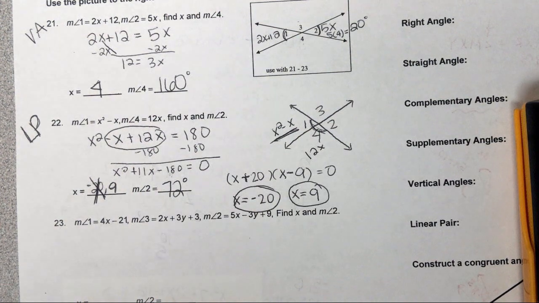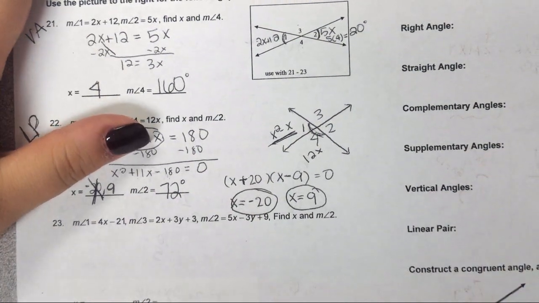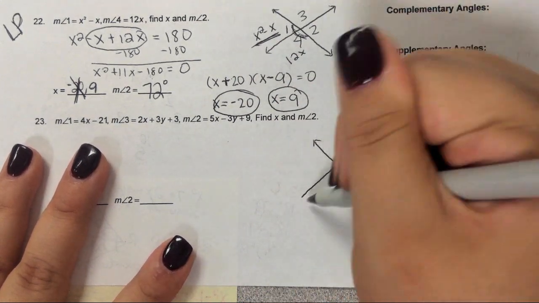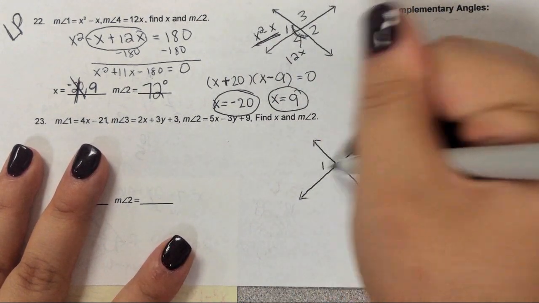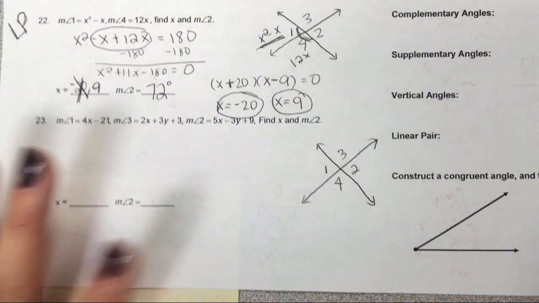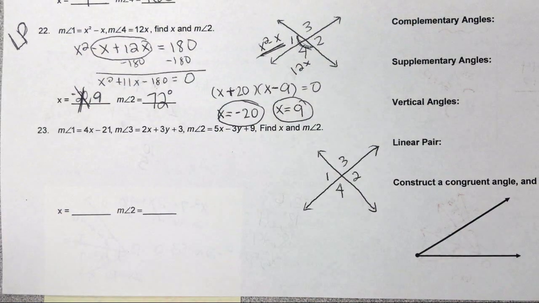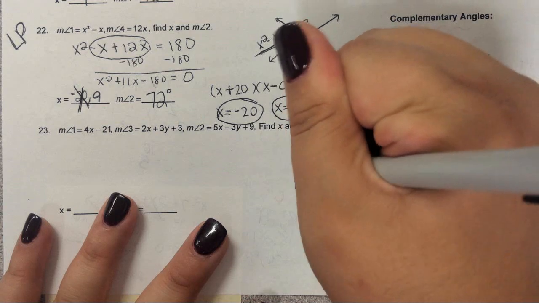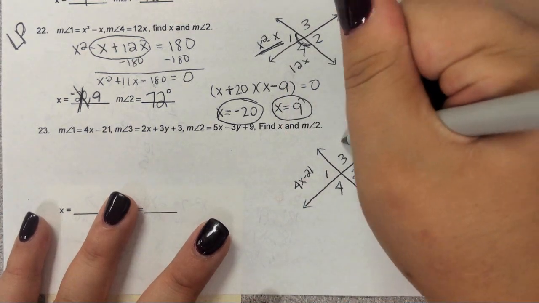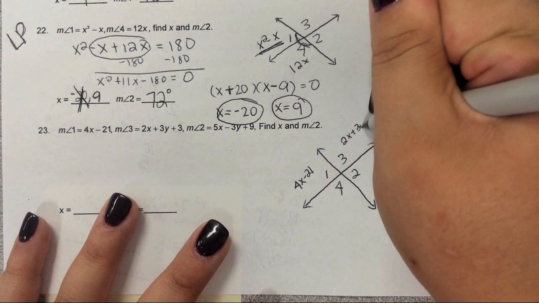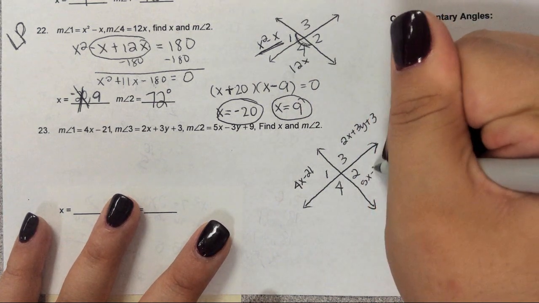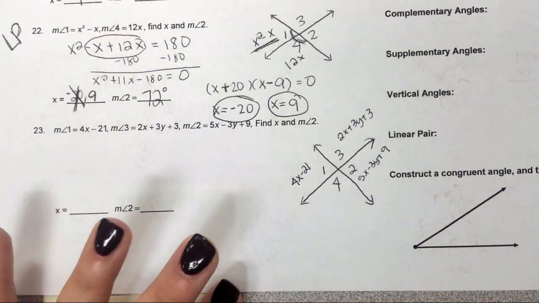Alright, the big one y'all have been asking for. Okay, this is 1, 2, 3, 4. Again, half of the battle on your test and your quiz today was just finding the equations. So, if angle 1 is 4x minus 21, angle 3 is 2x plus 3y plus 3, and angle 2 is 5x minus 3y. Ooh, this one's a big one.